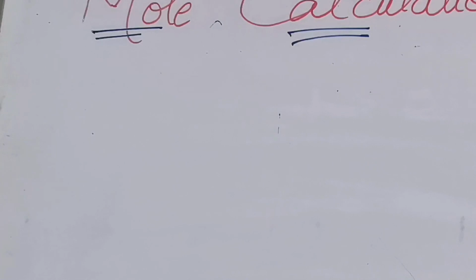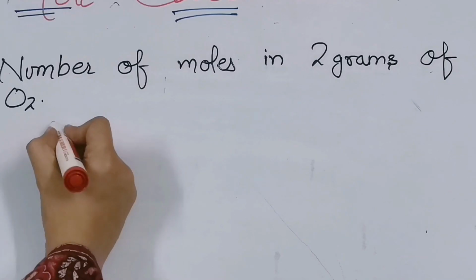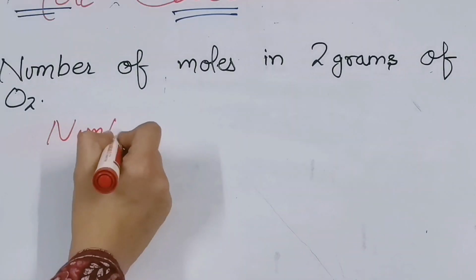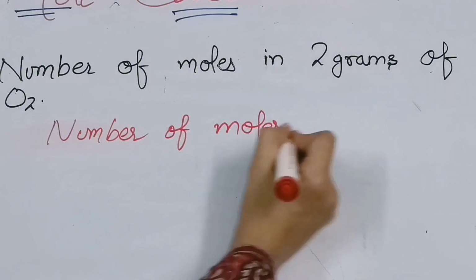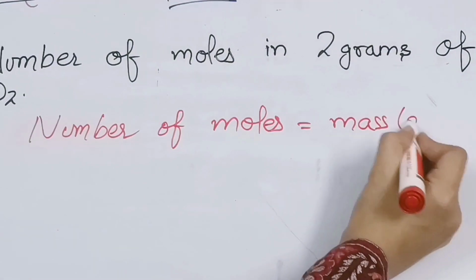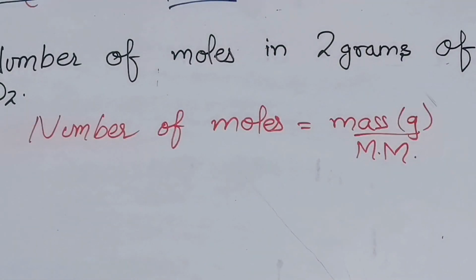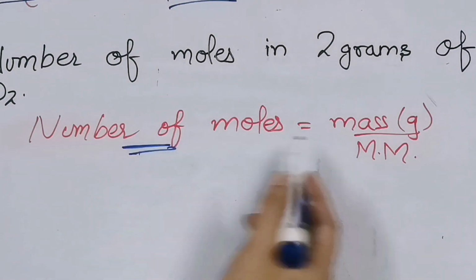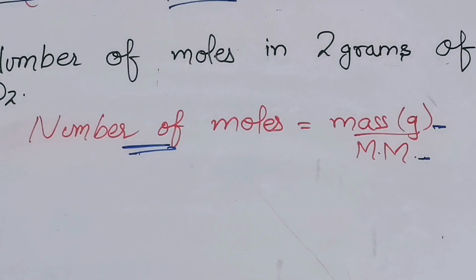Now the first numerical that I am going to discuss is: how will we find the number of moles in 2 gram of oxygen? We know the formula that number of moles is equal to mass in gram divided by molar mass. In this case, we have to find the number of moles, and we already know the mass in gram, and we can find the molar mass ourselves.